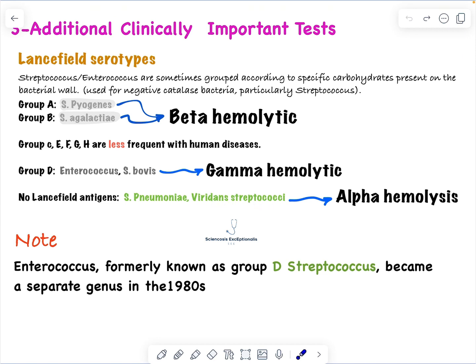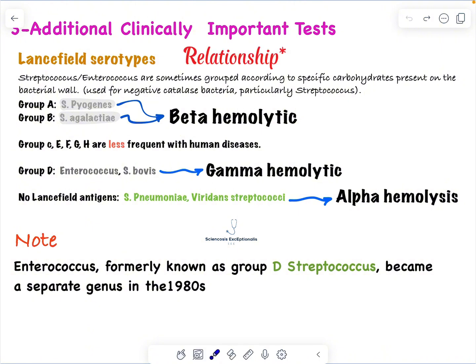Now you're wondering why I didn't mention group C. Actually, there are other groups as group C, E, F, G, and H, but fortunately they're less frequent with human diseases and they're not important unless we are veterinarians.